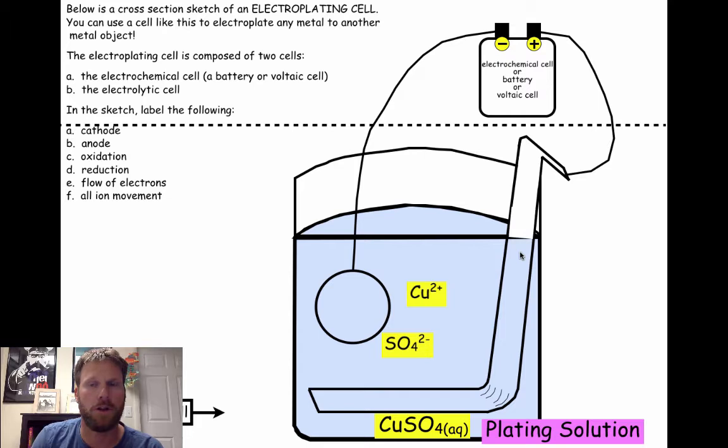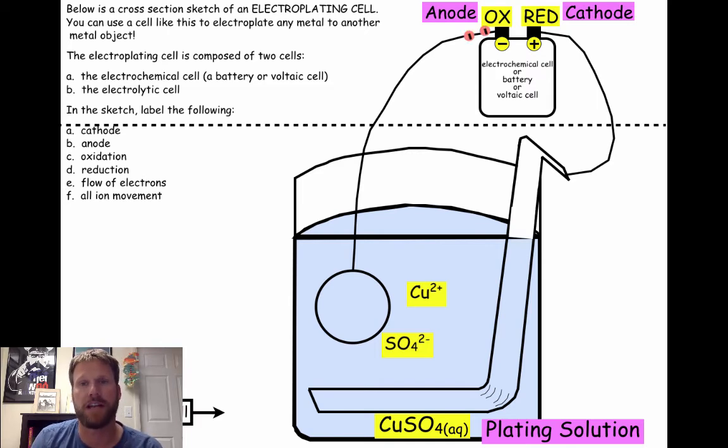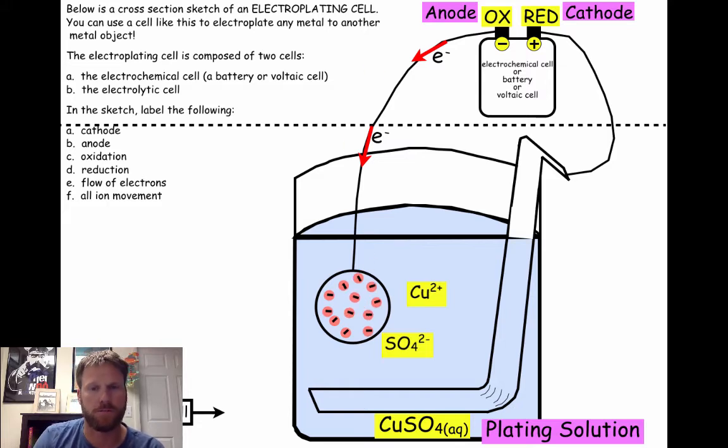The negative terminal of a battery, an electrochemical cell, is the anode, while the positive terminal is the cathode. Remember, oxidation occurs at the anode and reduction occurs at the cathode. Well, oxidation is losing electrons. So that means electrons are going to be lost from the anode, and they're going to travel out of the anode, down the wire, into the quarter. So the quarter is going to have a buildup of negative charge. The electrons are going to flow and fill up that quarter with negative charge.